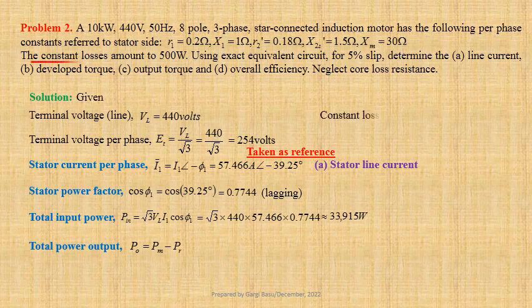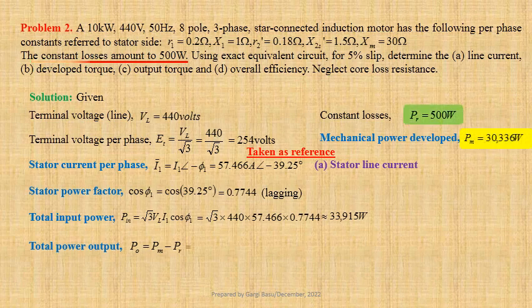Now we shall calculate total power output PO equals PM minus PR. Given constant losses PR equals 500 watts. We have computed mechanical power developed PM equals 30,336 watts. Therefore, PO equals 30,336 minus 500, that gives us 29,836 watts.